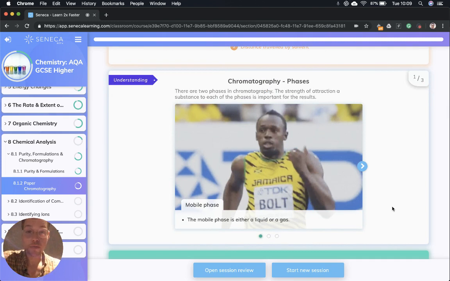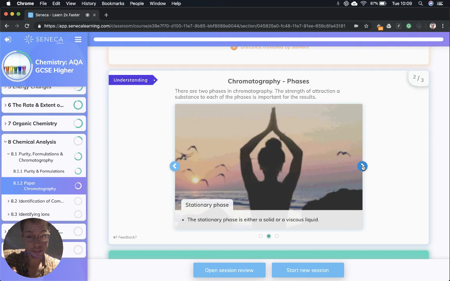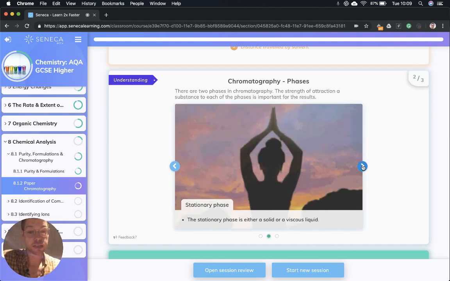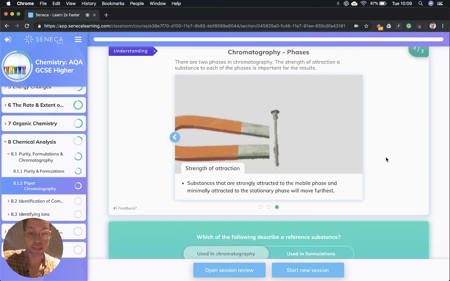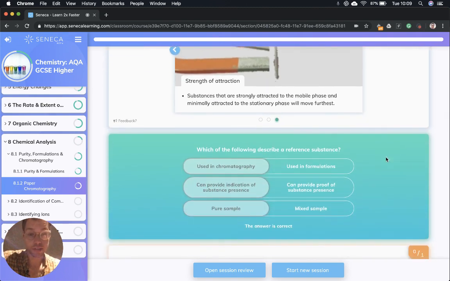Okay, let's go over the different phases in chromatography. There are two phases, which is also covered in the previous episode looking at purity and formulations. So make sure you check that out to consolidate your knowledge. First of all, we have the mobile phase, which is either a liquid or a gas. And then we have the stationary phase, which is a solid or viscous fluid, okay? And substances that are strongly attracted to the mobile phase and minimally attached to the stationary phase are the ones that move the furthest.